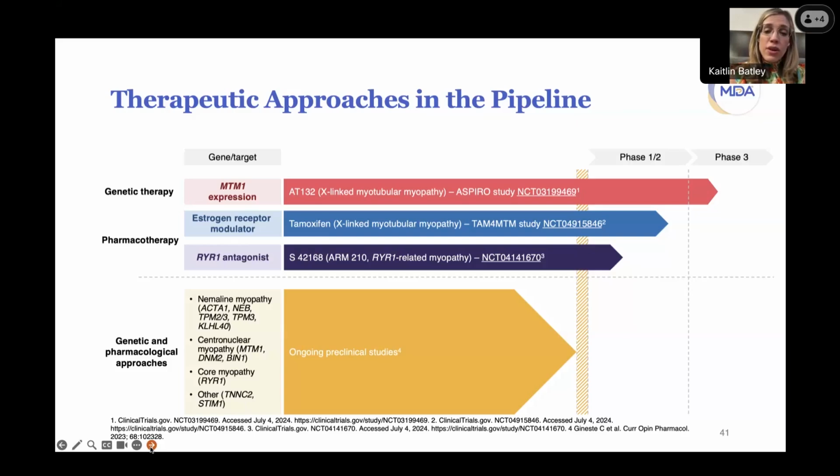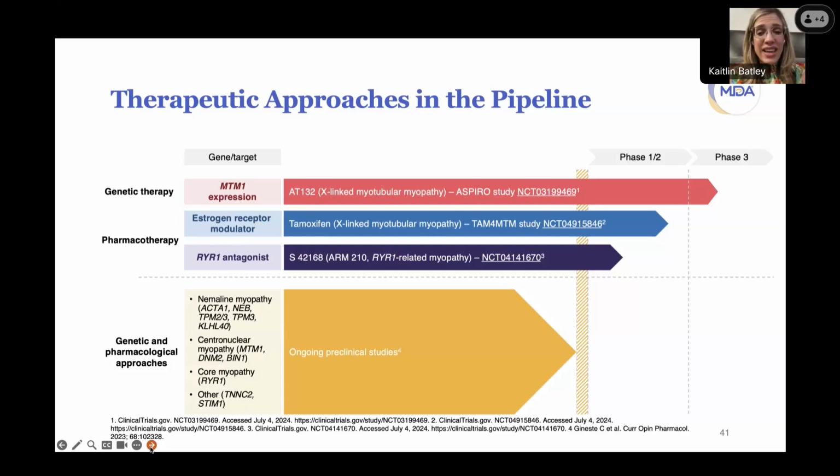And then there are also some trials looking at an RYR1 receptor antagonist. It's kind of commonly known as RYCAL, and that's also been in early studies as well. And so this is just a couple of different options that may be coming towards us soon.